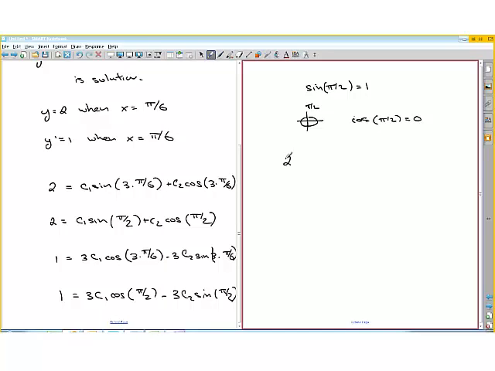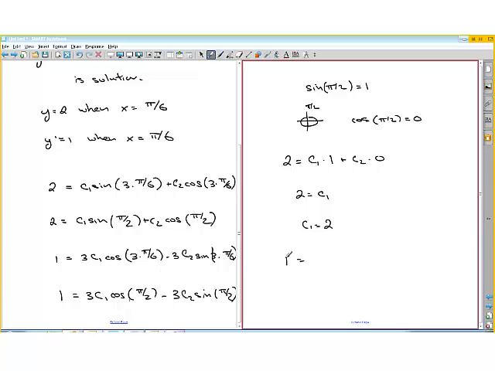So plugging it into the original equation, we get 2 times C1 times the sine of pi over 2, which is 1, plus C2 times the cosine of pi over 2, which is 0. So we'll get 2 is equal to C1. This goes out. This is just 1 times C1, which is C1. So C1 equals 2. And then you can do the same thing for the first derivative.